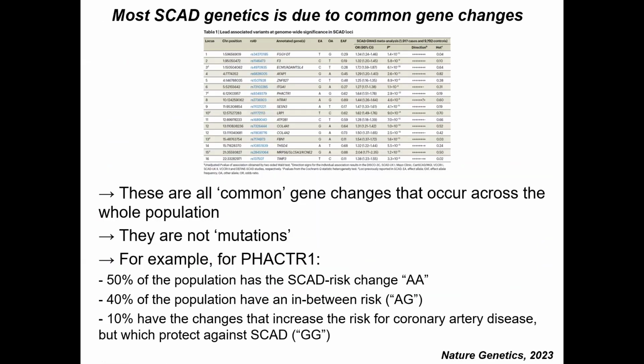What was really important for us to understand with this study, and I also wanted to convey to you, is that all of these 16 genes had common gene changes that occur across the whole population. And these gene changes are not mutations. For example, with PRACTA1, the AA form of the gene is the most common and is associated in about 50% of the population, and that's a genetic change associated with SCAD. About 40% of the population have an AG form of this gene, while about 10% have the GG form, which is protective against SCAD, but is the risk form for regular buildup of coronary artery disease plaques.